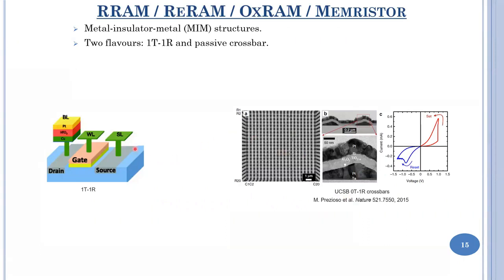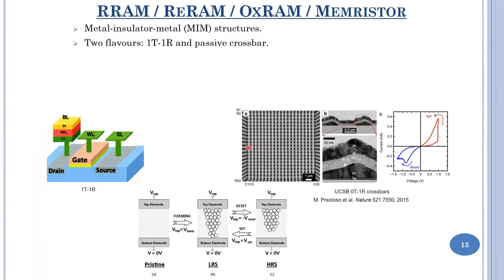However, in terms of area, since this is integrated on top of the drain, the effective area of this cell is the same as the transistor area. Here, the effective area is the area of the device itself, which is very small. People have already demonstrated 1 nanometer by 1 nanometer RRAM devices. So it's the highest density we can get on any chip if you use this passive crossbar array, and that is why these are very promising. In terms of density, this 1T1R flavor will be the same as flash memories, because even flash memories are 1 transistor structures. So that way it's not that advantageous. However, this passive crossbar is really advantageous.